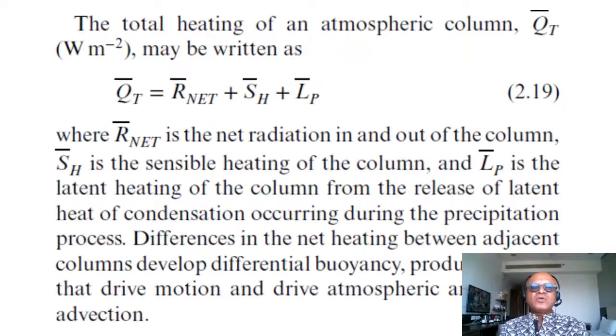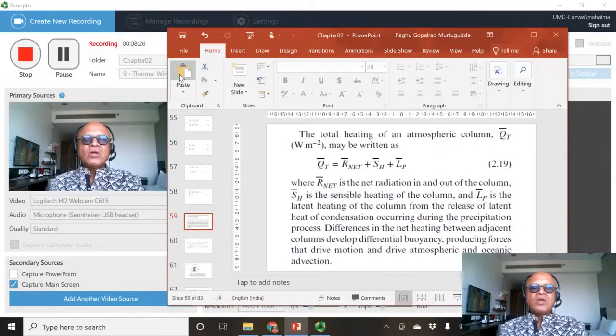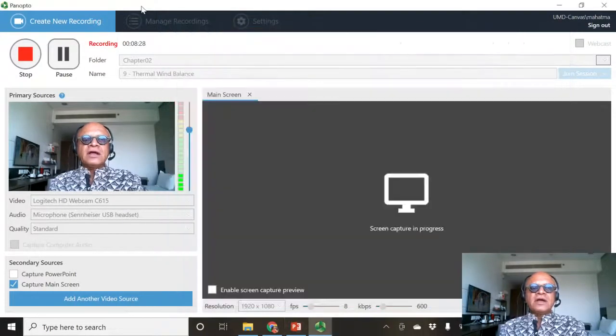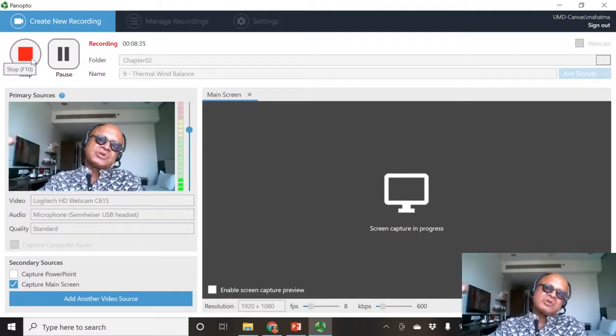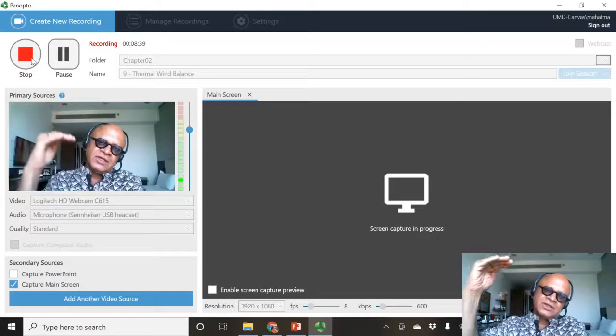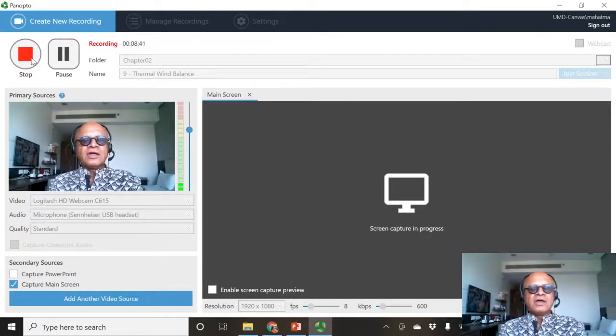Okay, so that's the thermal wind story that I wanted to add from the appendix. But if you just remember that horizontal temperature gradients or density gradients give us vertical shear, then it'll be very important later on as we go more into the dynamics.